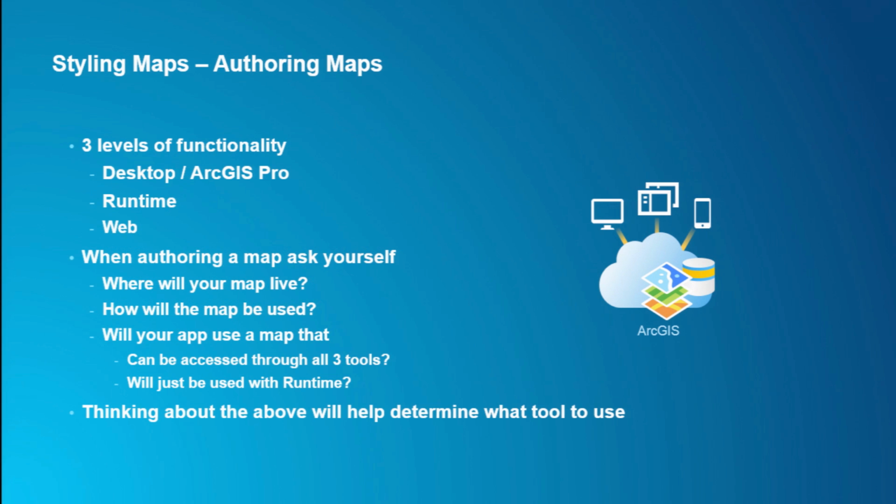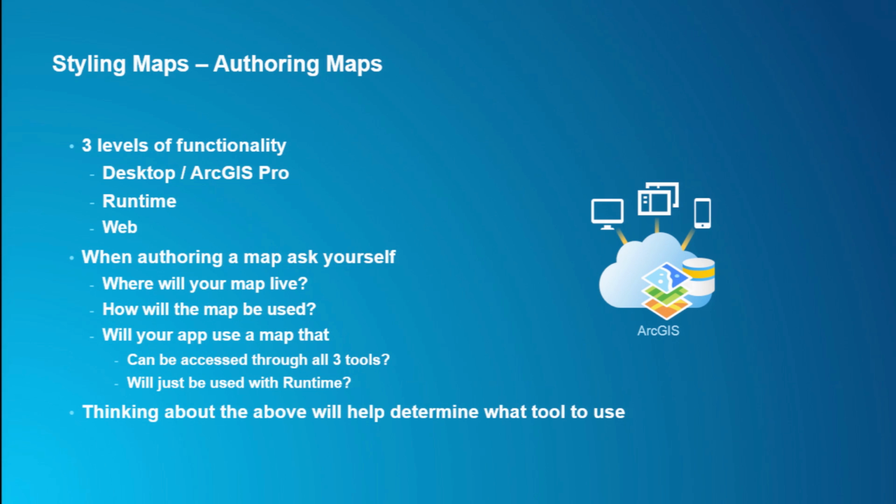The other thing to think about is you ultimately have three levels of functionality, right? Your desktop obviously is the most powerful tool that you have available to you. Then there's the Runtime, which is a subset of functionality from desktop. And then there's the web. The web stuff has to work in a browser, so it's not going to be as powerful as the Runtime or the desktop. So where's my map going to live? How am I going to use it?